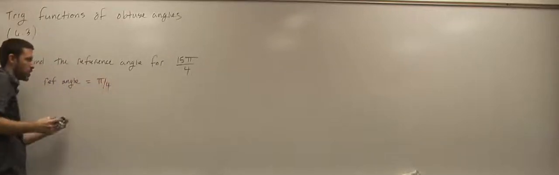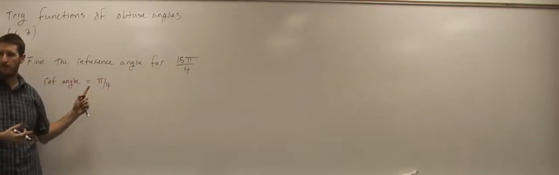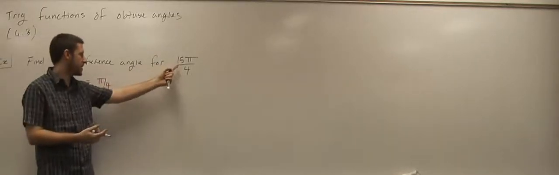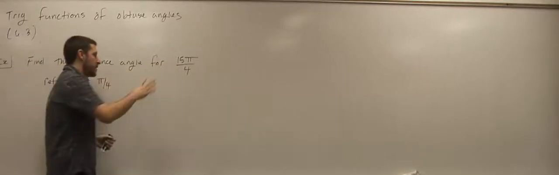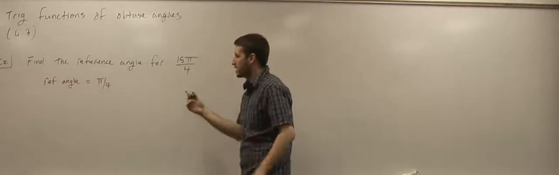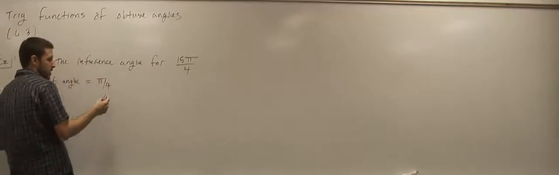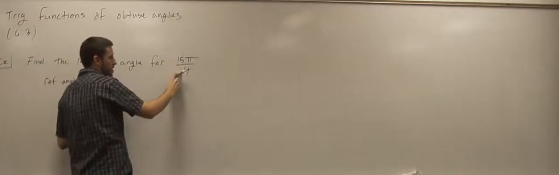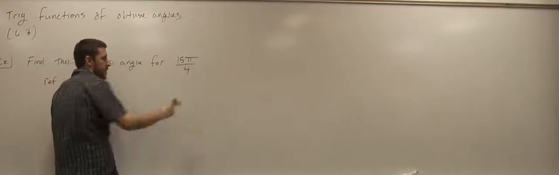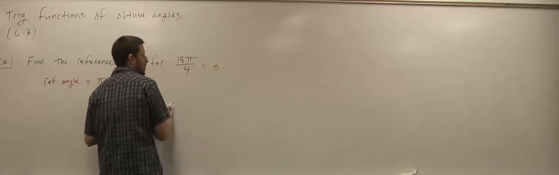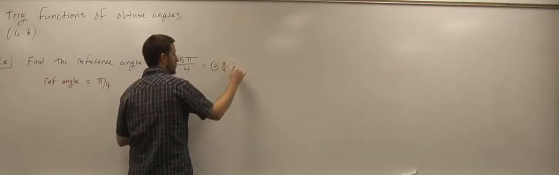Why? As you're working the problems, and as you get used to this, you'll just be able to jump from here to here. But for now, for review, let's talk about why. Why is the reference angle for this pi over 4? Well, I would draw it. What does 15 pi over 4 look like? Where does it land? Because 15 is so much bigger than 4, I would turn this into a mixed number to make my life a little easier. 4 goes into 15 3 times with a remainder of 3. So this is really 3 3/4 pi.